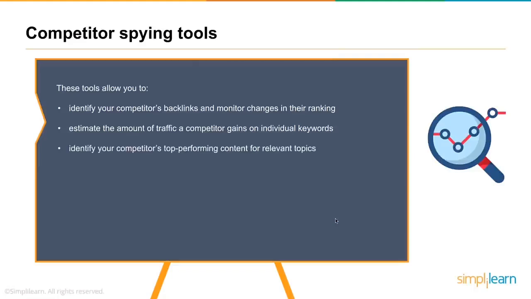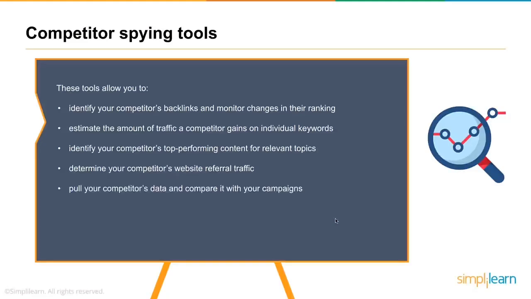Okay, we can also identify our competitors' top performing content for relevant topics. Okay, we can determine what our competitors' website referral traffic is. Okay, we can pull our competitors' data and compare it with our own campaigns. So lots of tools out there to help you do this. And we may want to track the total amount of clicks a competitor receives and how much they pay for each keyword. So let's go ahead and take a look at a few examples of how we can leverage all these bullet points that we just discussed.